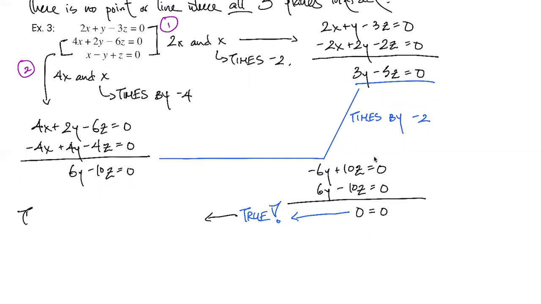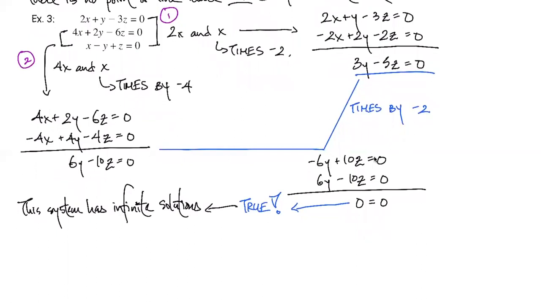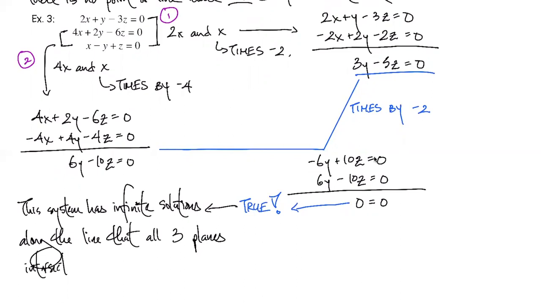Well, this system has infinite solutions. All right, it has infinite solutions along the line that all three planes intersect at. Okay, so this system has infinite solutions along the line that all three planes intersect at. Okay.